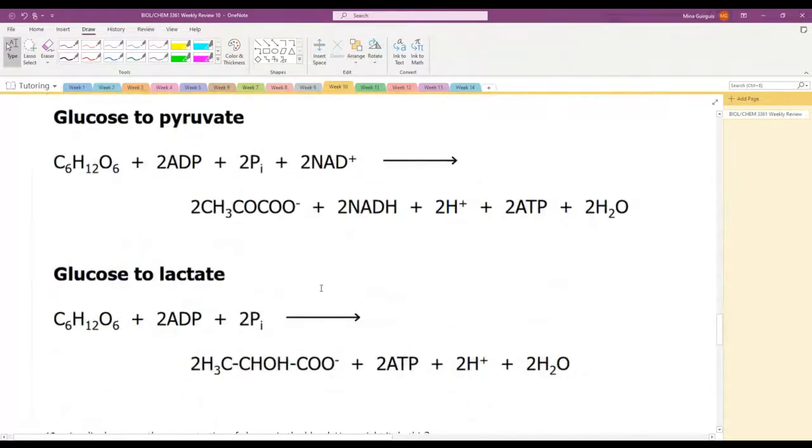Okay. So this is glucose to pyruvate. This is glucose to lactate. So the first thing I like to do to make sense of this is a big organic structure. This is a big organic structure. I don't really care about them. I know they exist, but they're not what I'm focused on right now.